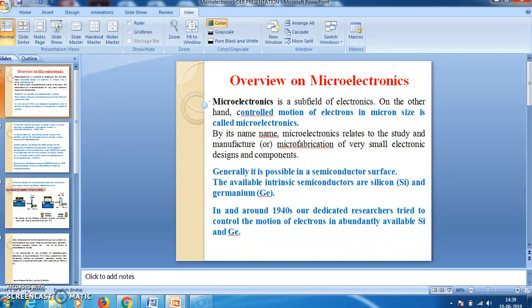So, on which material do we have to develop this microelectronics? For that, we have materials. The available materials are three types: conductors, insulators, and semiconductors. Among these three, semiconductor is a suitable material. Generally, the available intrinsic semiconductors are two, those are silicon and germanium. So people have investigated silicon and germanium, to see which material is suitable for microelectronics production.